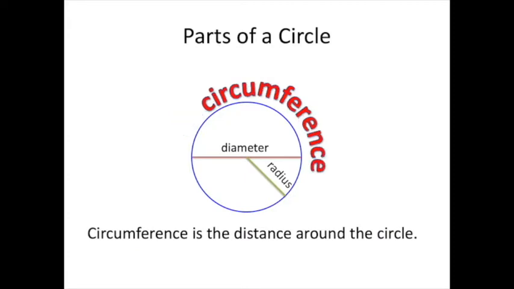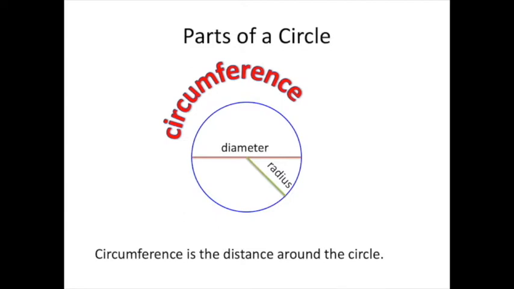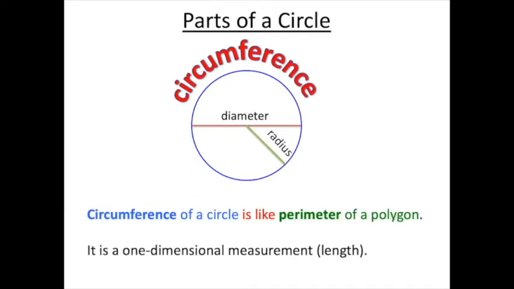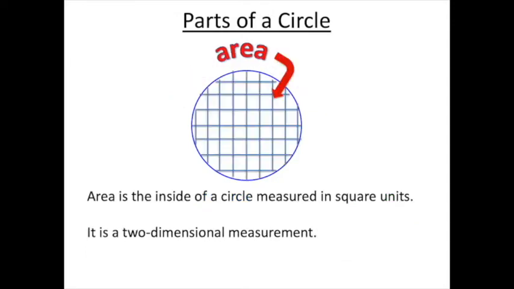Circumference is the distance around the circle. Circumference is like the perimeter of a polygon. It's a one-dimensional measurement. Circumference is only measuring the length around the outside of the circle.